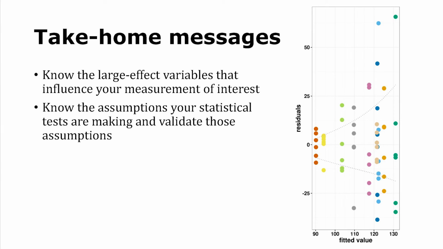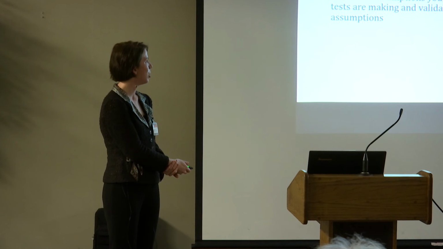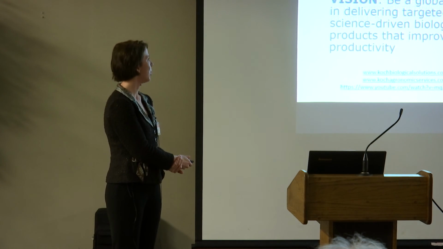Know the large effect variables that are influencing your measurement of interest. Really huge effects on your ability to say, is this significant, is this not? You don't just want to average out over things, you'll lose. And then it's important to know the assumptions that your tests are making and to validate them. So that's just my little speech on good statistics.